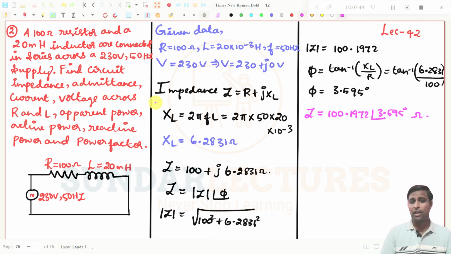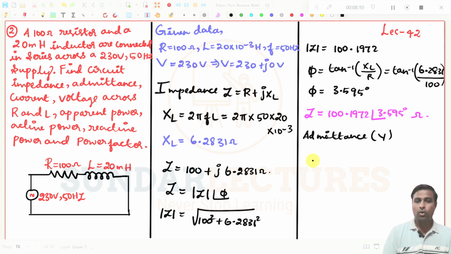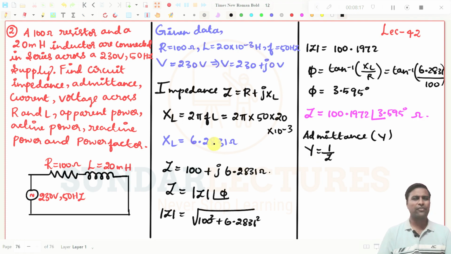What is the admittance value? So how will you find admittance? This is a new term to us, admittance. I will write it down. Admittance is denoted by Y. Admittance is nothing but the inverse of the impedance value. If they are asking you to get the value of impedance, you have to find the modulus of the impedance value.